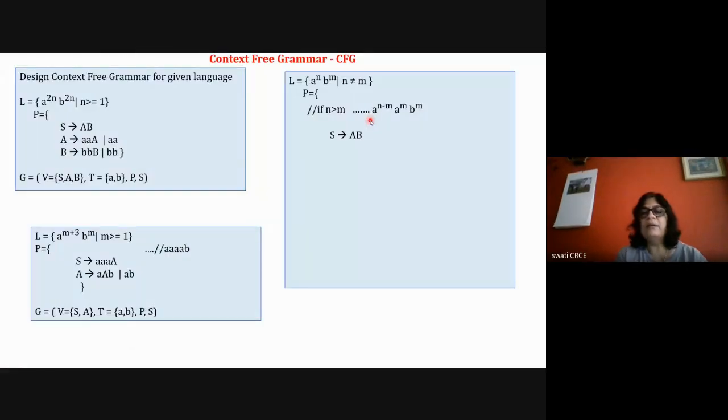A means a raised to n, a for any number of times. So it is similar to that. Capital A is equal to small a A or small a. And capital B is equal to a B b, generating a raised to n, b raised to n. And they have not mentioned anything about less than or greater than 0, so we will assume it can be 0 also. So it will be epsilon.